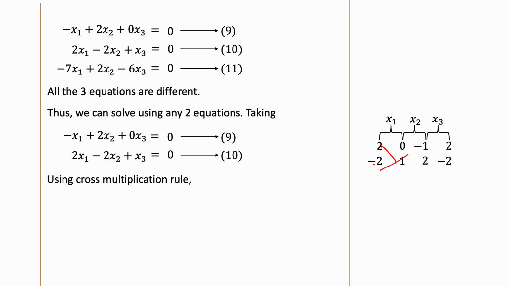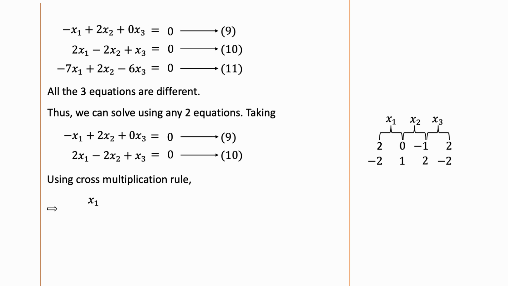2 into 1 minus 2 into 0 is the value of x1. 0 into 2 minus 1 into minus 1 is the value of x2. Minus 1 into minus 2 minus 2 into 2 is x3. This is called the cross multiplication rule, but we will solve it in the general method.